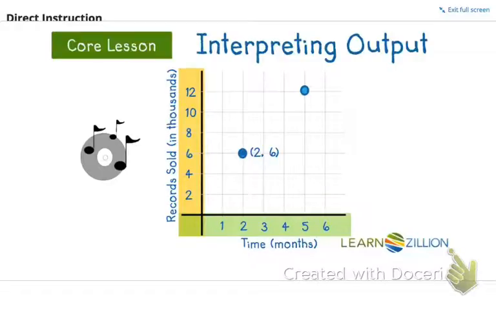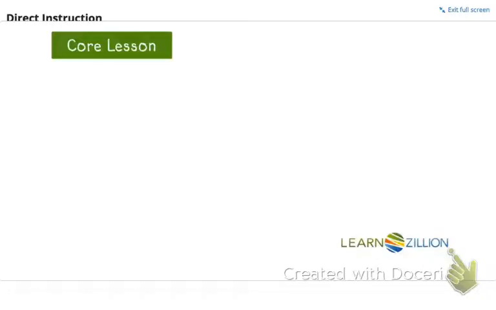Now we know the input is time and the output is records sold. We can interpret this to mean after 2 months, 6,000 records were sold. Can you interpret the second point? An output of 12 means that after 5 months, 12,000 records were sold. We can tell a story about a graph by interpreting these outputs.